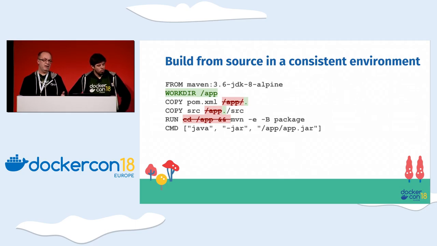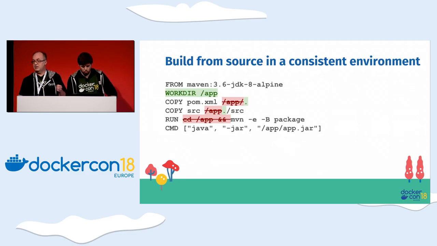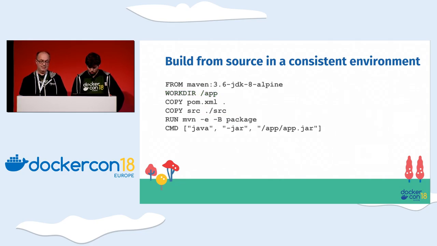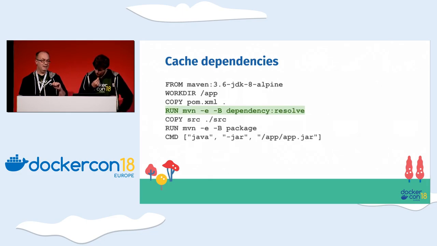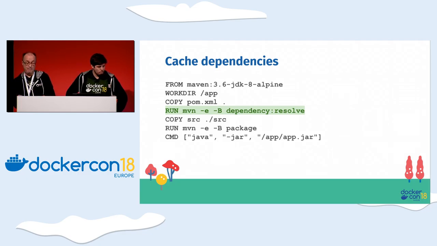We can simplify it a bit by reducing all the duplicated stuff. We can use the WORKDIR command to set the default directory, which makes us no longer change to the right directory and set the output path. And we're almost getting there, but we noticed that running this again will get all the dependencies again. So to cache those, we split fetching the dependencies to a different run. This will make sure that the dependencies are cached, and the next run or the next build will be considerably faster.